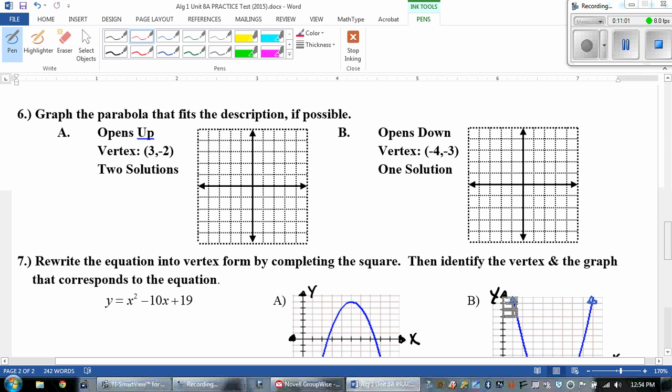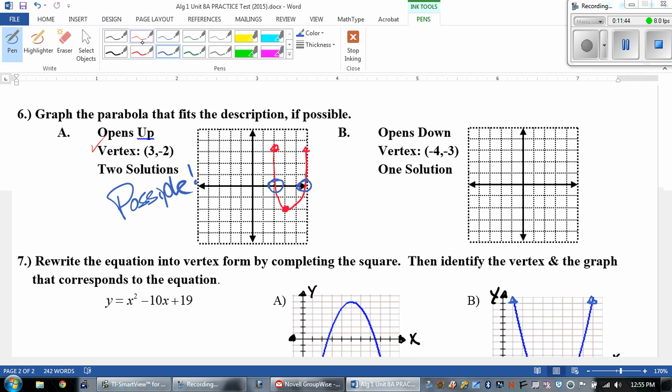All right, 6. Graph the parabola that fits the description if possible. So I need it to open up. The vertex is at 3, -2, and that it has 2 solutions. So remember, our vertex drives the graph. So I go to 3, -2. I need to have it going up. And it needs to have 2 solutions, which means it needs to cross the x-axis twice. So this one is possible.